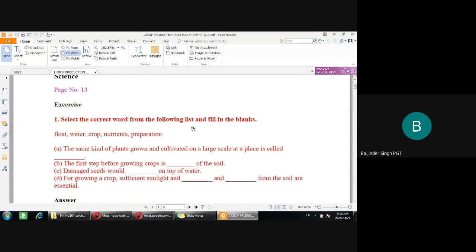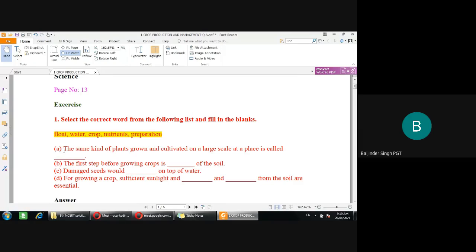So we have some fill in the blanks and we have some words like this. These are the words: float, water, crop, nutrients. By using these words, we have to complete these fill in the blanks. So let us see the first question. The same kind of plants grown and cultivated on a large scale at a place is called dash. Crop. Right answer.